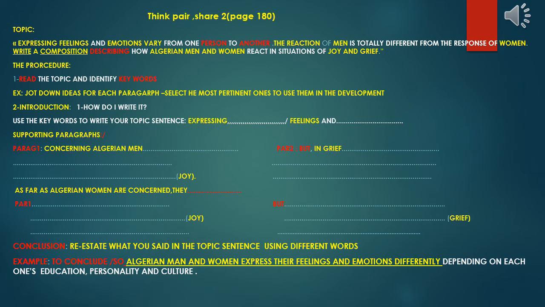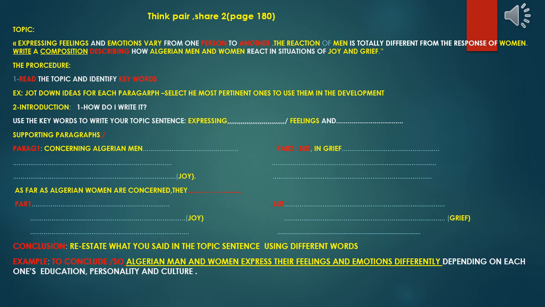In your conclusion, you are going to restate what you said in the topic sentence using different words, the idea you expressed in the topic sentence. I just gave you one example here: "To conclude also, Algerian men and women express their feelings and emotions differently, depending on each one's education, personality, and culture." As you can see, there are some words in my conclusion which are in the topic sentence.